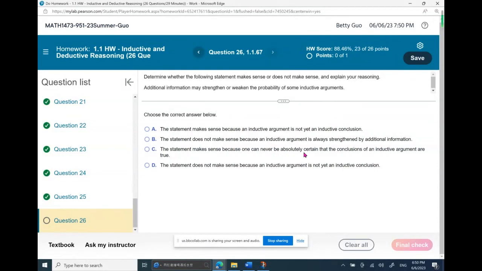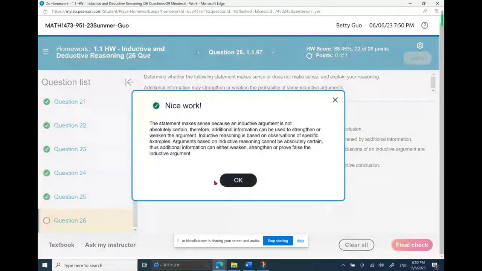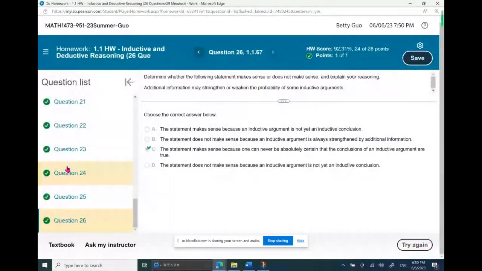One can never be absolutely certain that the conclusions of inductive reasoning are true. So this makes sense, because one can never be absolutely certain. Okay, yeah, it's correct.